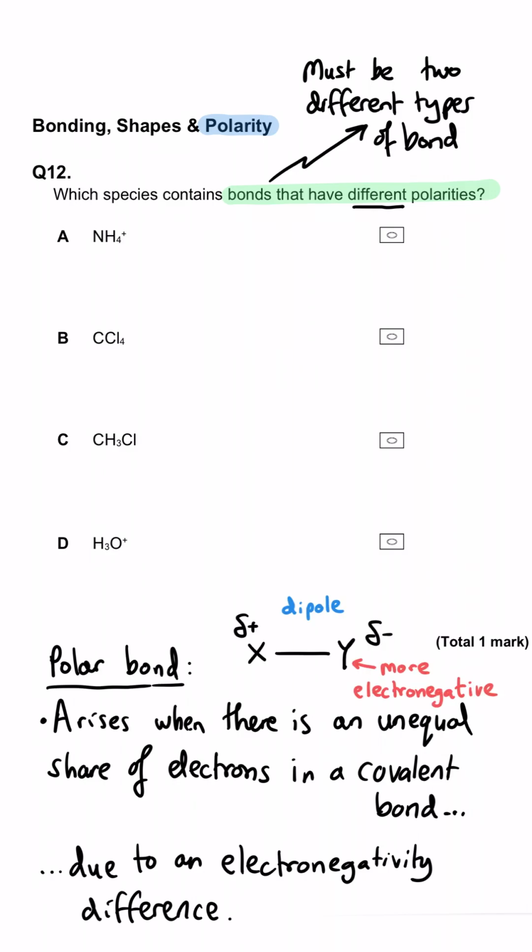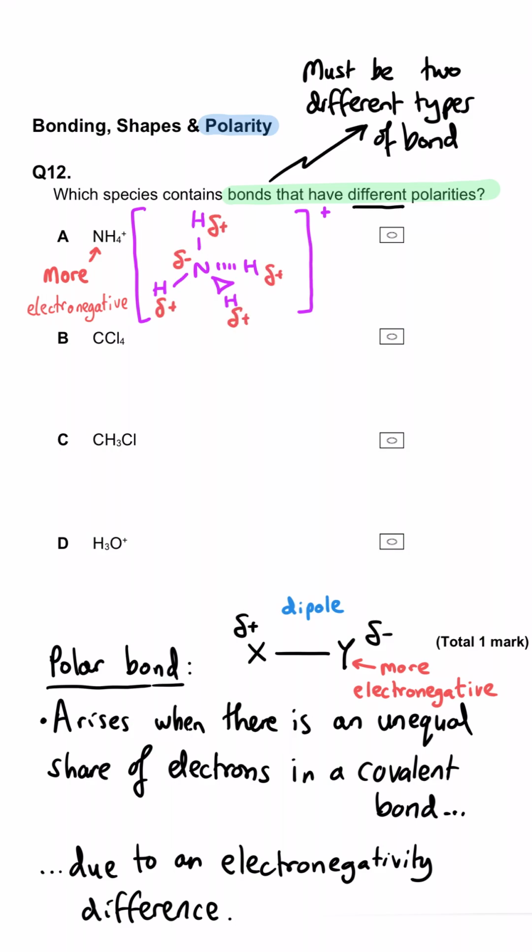For instance, in A, nitrogen is bonded to hydrogen, and nitrogen is much more electronegative than hydrogen, so the nitrogen will be more electron rich as a result. However, in A, all four of these bonds are between nitrogen and hydrogen, so whilst they will be polar bonds, overall these bonds are all going to have the same polarity, so A is not the answer.